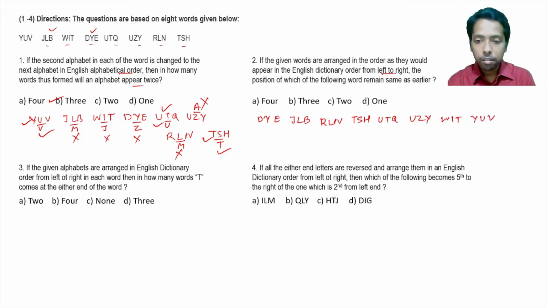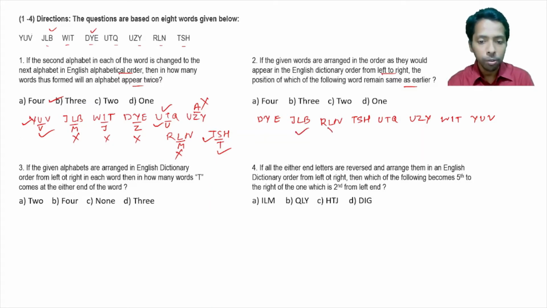Now what's the question here? The position of which of the following words remains the same as earlier? That means the position would be the same. So which one has the same position? JLB, the second one. The first one is not satisfying because YUV is at the extreme right end after the arrangement, whatever it's saying in the question. So JLB, the second one, yes, it's satisfying.